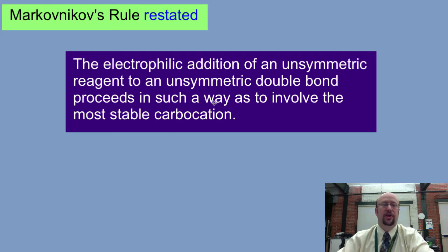We want the thing that we're adding on, the chlorine, the OH, the sulfate part, we're going to add that to the most stable carbocation. We're going to add it to the section that has more carbon-to-carbon bonds to it. That's going to be a more stable carbocation. All right, hopefully that helps you get through Markovnikov's rule, and we'll continue on with reactions of alkenes next time.